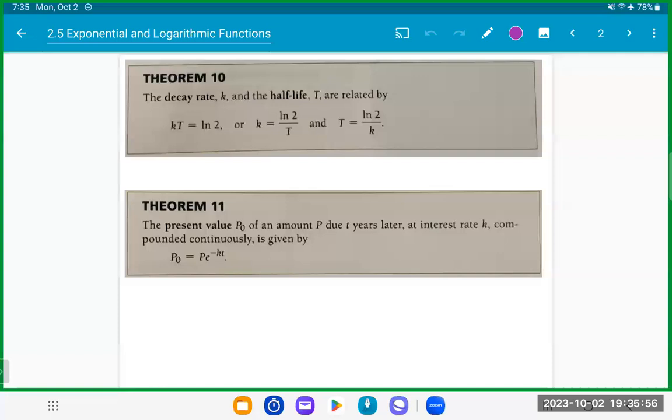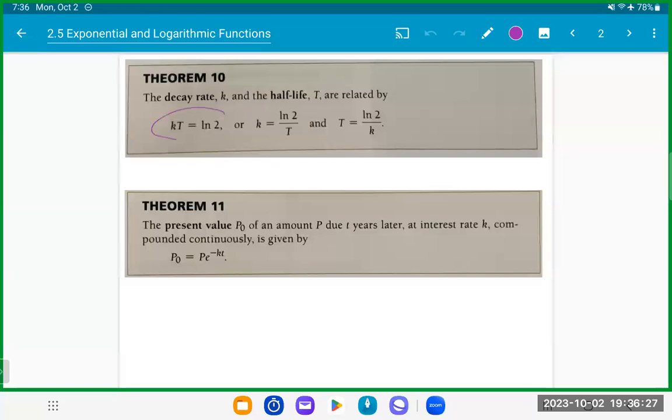Okay, so we have a couple more theorems. Theorem 10 is for our decay rate and half-life. So really, it's one formula. You don't have to memorize all 3 of these, but pick one of them to remember, because you will see a half-life question on your exam. If you want to remember the first one, remember the first one. If you want to remember the second one, remember the second one. They're all the same, right?